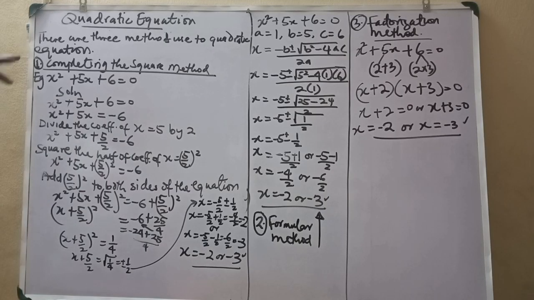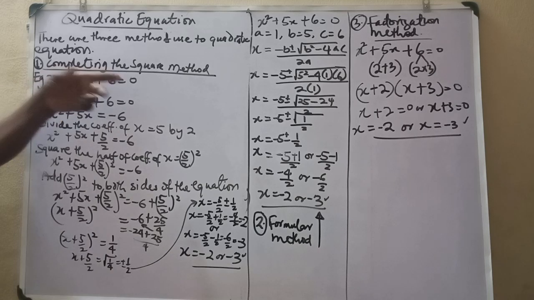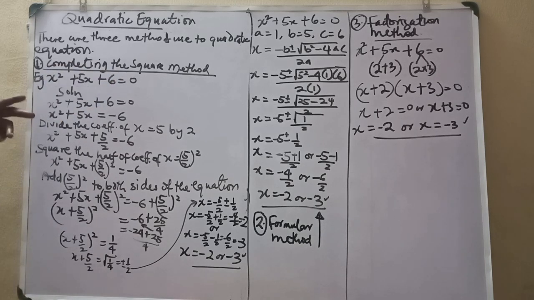All right, so we see here that this is completing the square method. Under the completing the square method, you see here that our example is x squared plus 5x plus 6 equal to 0. So by the time you look at that, what we are supposed to do, there are 3 steps.